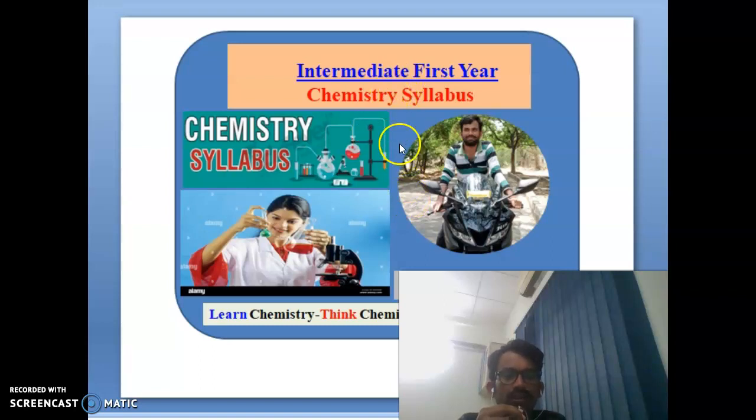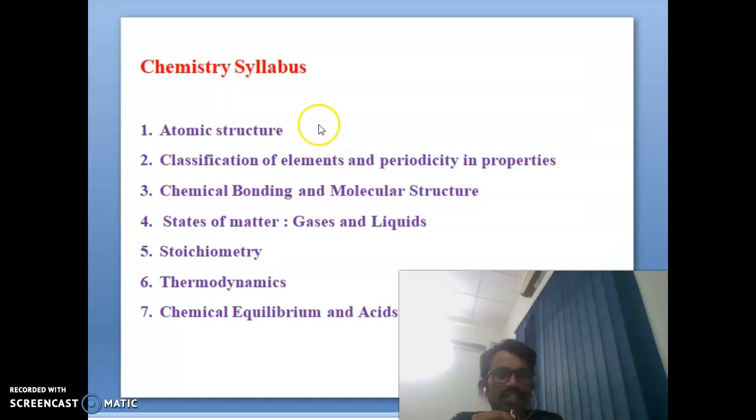Today we will talk about the very general topic: the intermediate first year chemistry syllabus. What are the main topics in intermediate, especially in the chemistry subject? The number of lessons we will discuss today. You can see it slide by slide. You can see the chemistry syllabus in the intermediate first year.